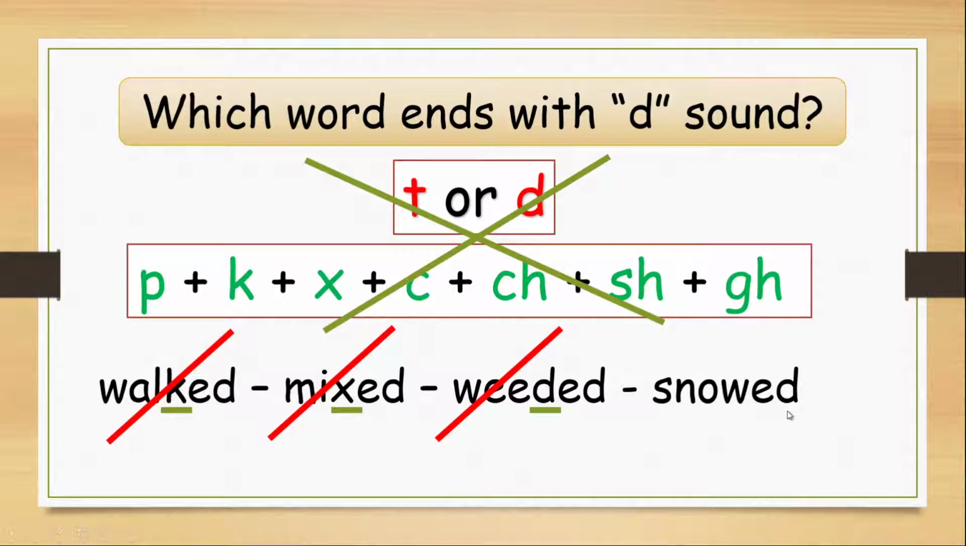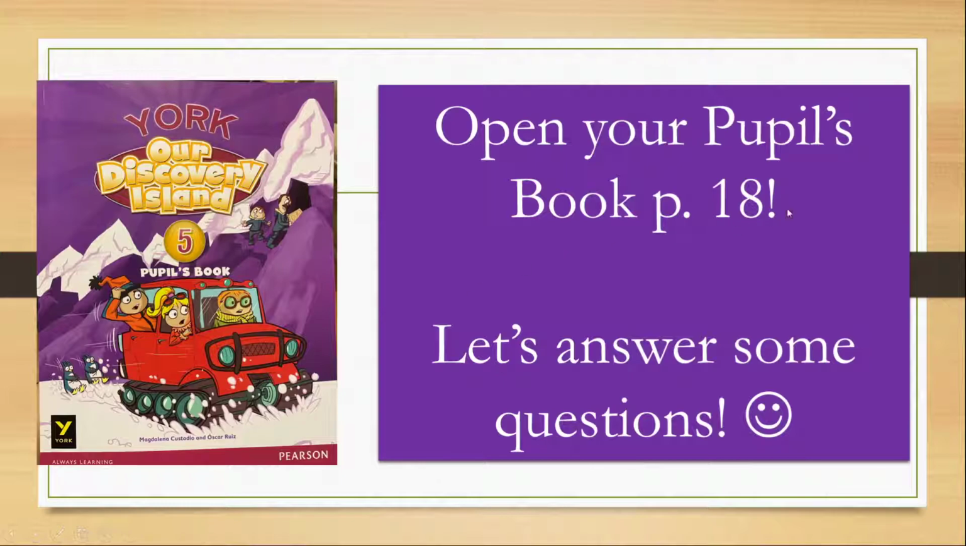Snowed. Snowed. The W is not among the ed sound letters and not among the t sound letters. So yes, look at the end. You can hear the d sound. Snowed. So this is the answer. Which word ends with the d sound? It's snowed. All right. Right now, open your Pupils book to page 18.